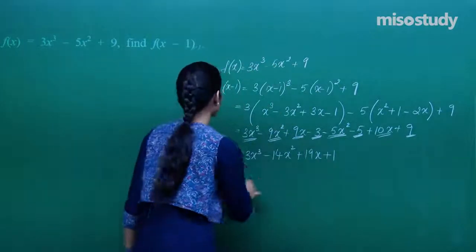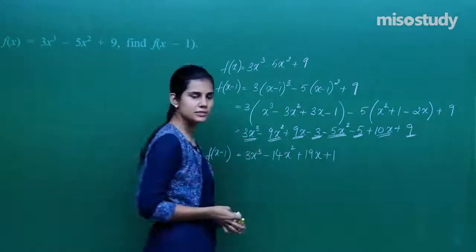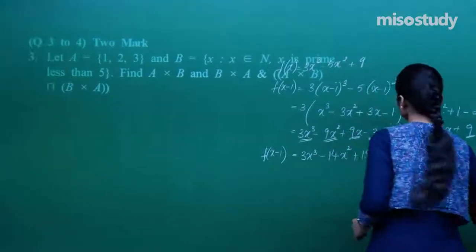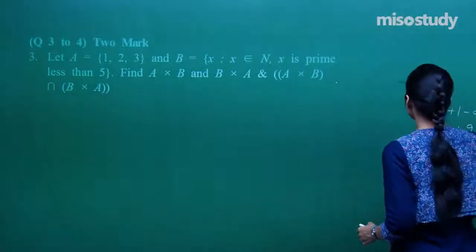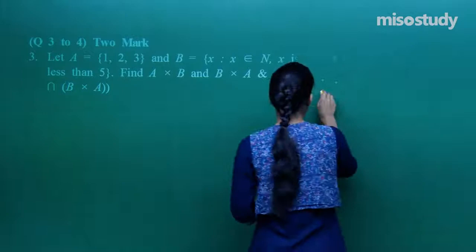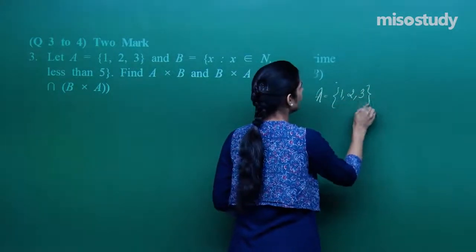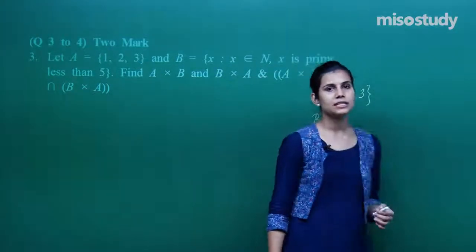So this is the value of f of x minus 1 if the given value of f of x is this. Moving to the next question, we have A given to be the set 1, 2, 3 and B is the set of all those natural numbers which are prime numbers less than 5.